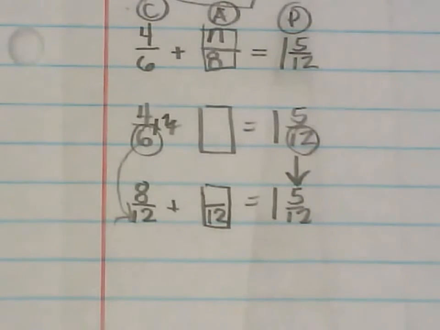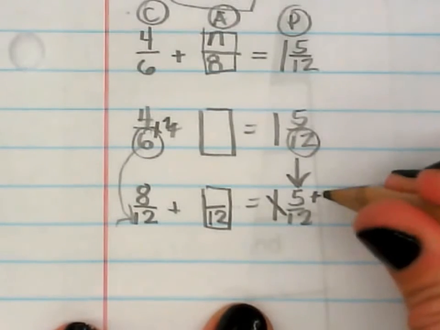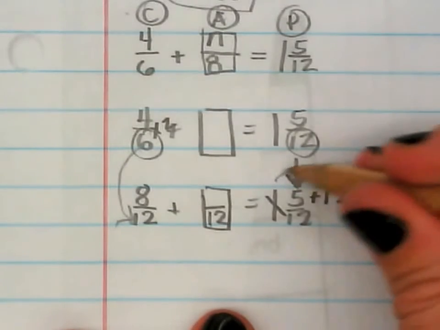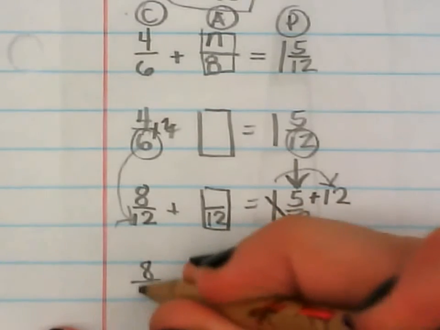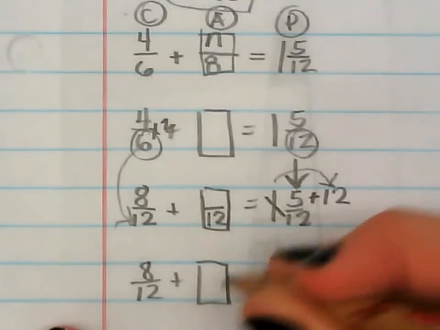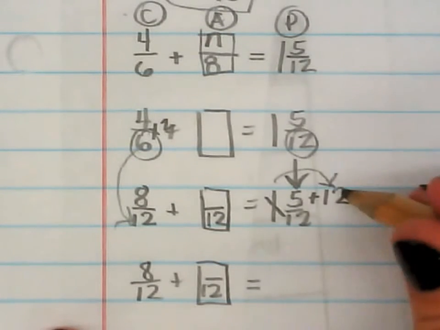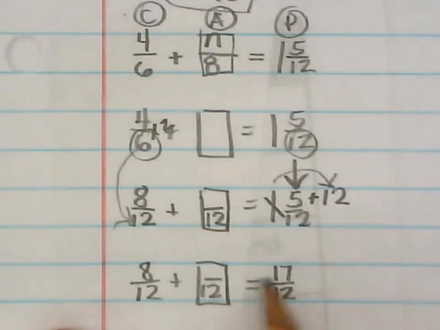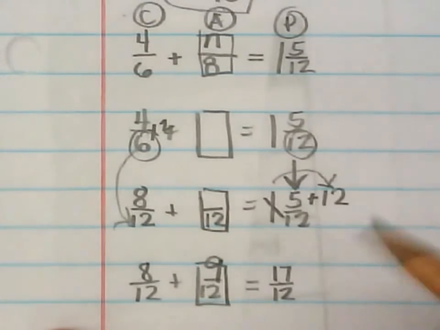Well, what I realize is I can't add a number to 8 to equal 5. So what I need to do is I need to borrow from that whole, get rid of that one whole, and regroup those 12 12ths into my fraction part. So I'm taking that one whole and I'm just adding the 12 12ths into my fraction. So now I have 8 12ths plus something 12ths is equal to 5 plus 12 is 17 12ths. So 8 plus what equals 17? Very good. 9. 8 plus 9 equals 17.